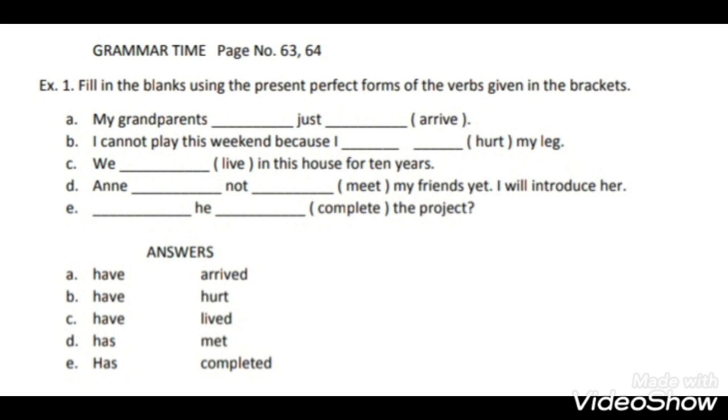D: Nina dash not dash meet my friends yet, I'll introduce her. Why has has come here? Because it is singular, the name is given here. Nina has not met, the past participle is met. Nina has not met my friends yet, I'll introduce her. E: dash he dash complete the project? Interrogative sentence, he is given here, with he we use has, singular. Has he completed the project?